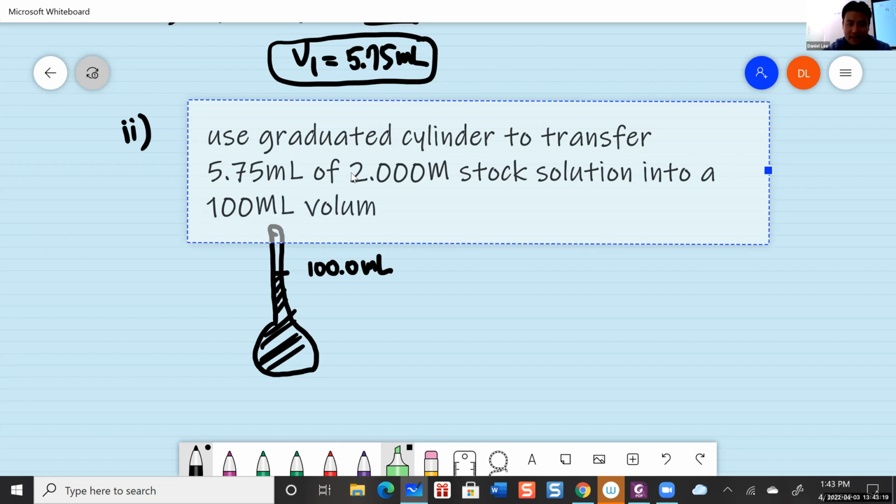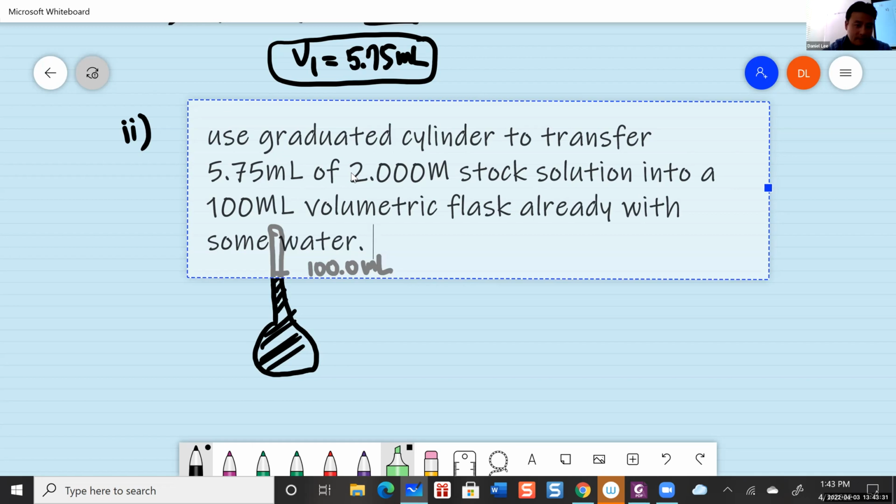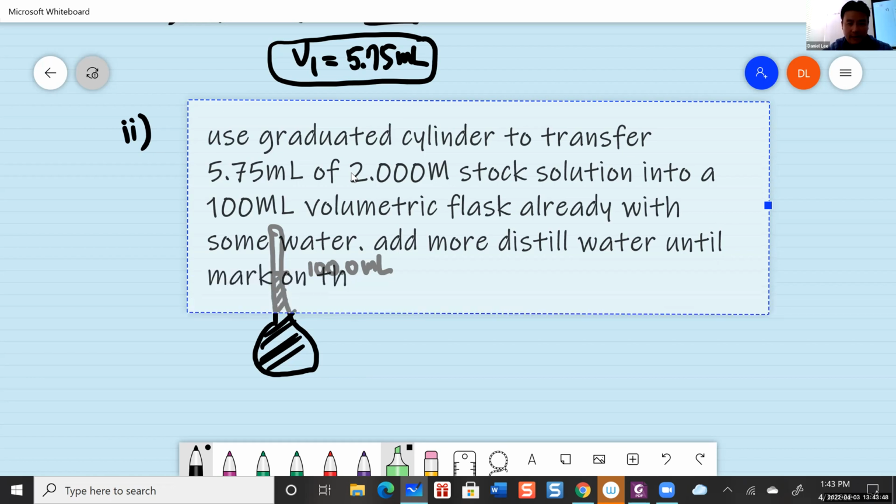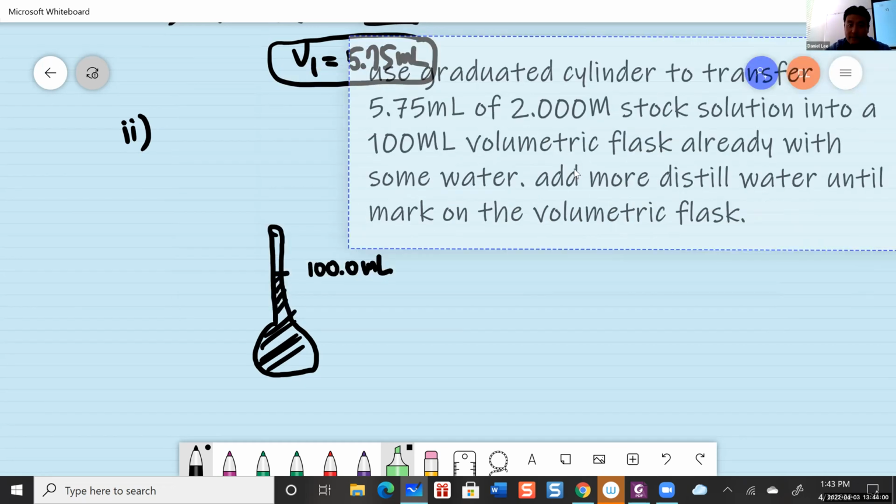The volumetric flask should already have some water. You have to put that in first. Already with some water. Then add more distilled water until the mark on the volumetric flask. Use an eyedropper if need be. That's usually not necessary right here. So something like that.